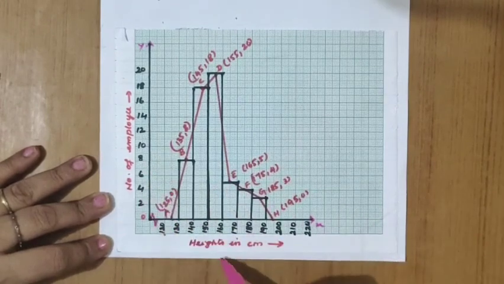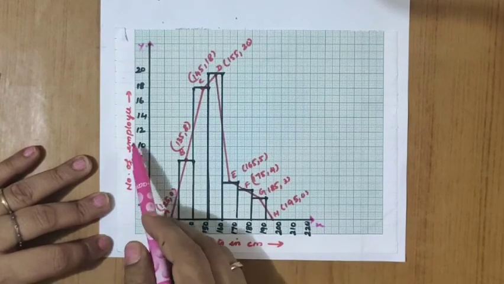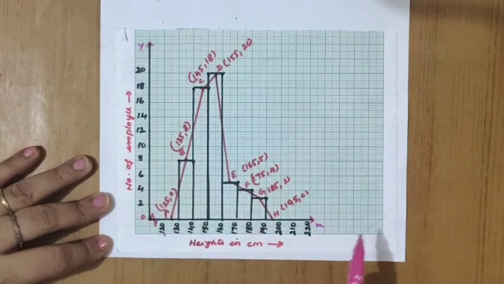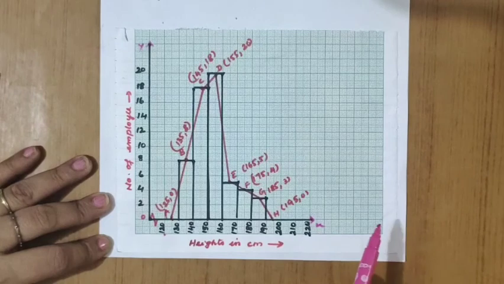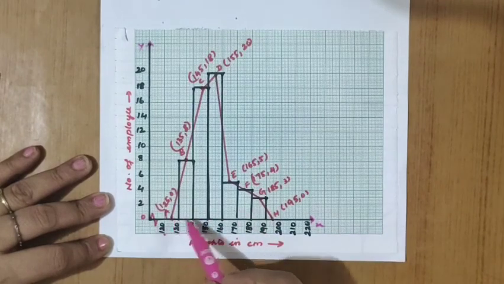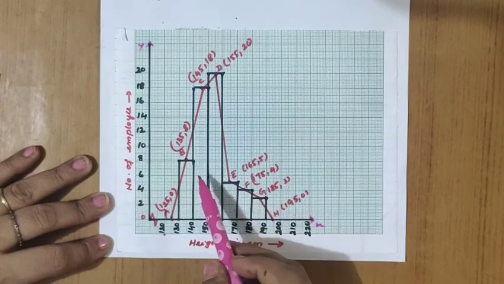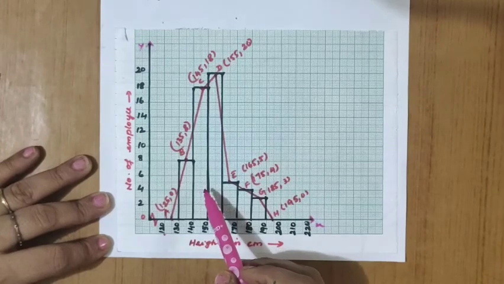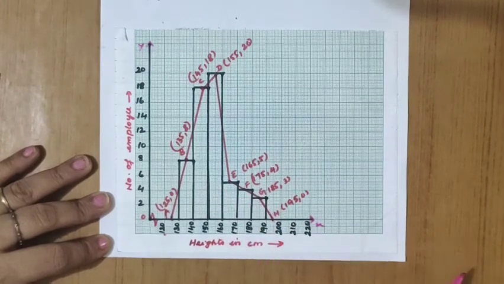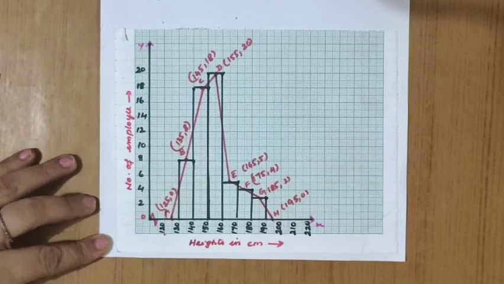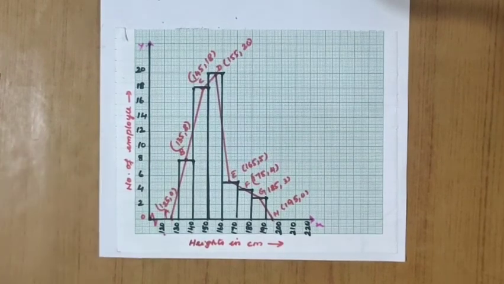Here we have to write the heights in centimeters and here the number of employees. Don't forget to label the graph also. Now closing we have done with the zeros, at the next midpoint only, and on the same graph you can see the histogram and the frequency polygon. With this, the first practice paper we have completed, and I am winding up today's class also. Thank you.